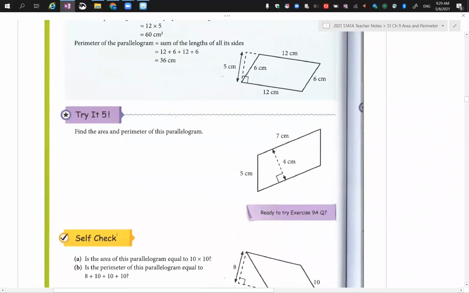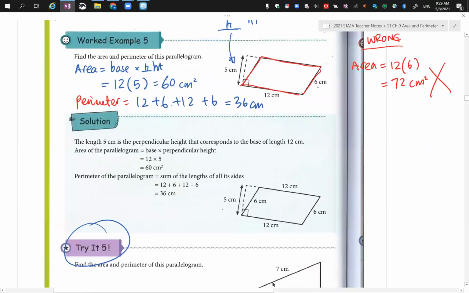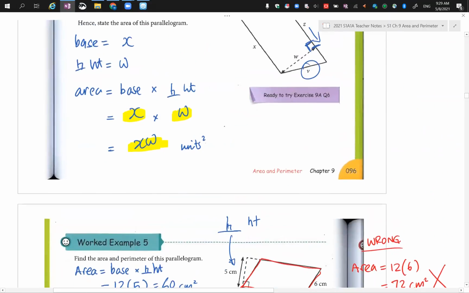Okay, so now please try 5 by yourself. Identify the base and perpendicular height. Try 5 yourself now. Only one formula. Area is base times perpendicular height. If you can find the perpendicular height, you can do it already. Done.